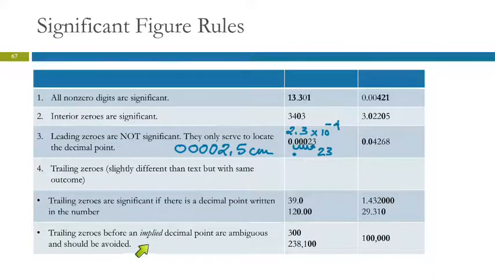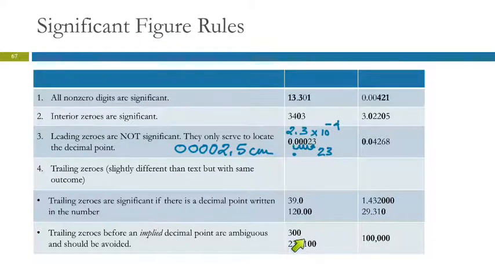Trailing zeros before an implied decimal point are ambiguous. We can't tell what the writer meant. Are those significant? Are they not? So what we're going to do is try to avoid them, but we're still going to run into them. We're going to assume the worst case scenario. We're going to assume that they are not significant figures. So those kinds of zeros are illustrated here.